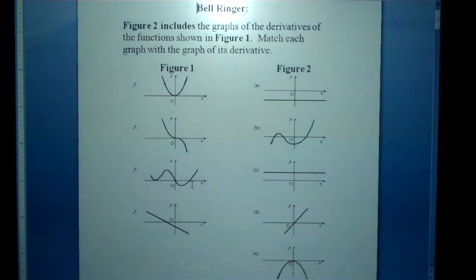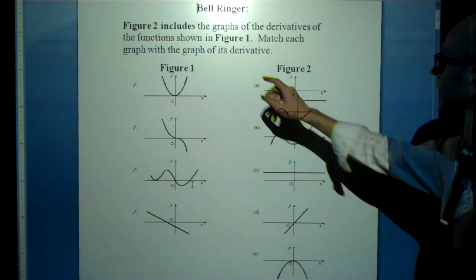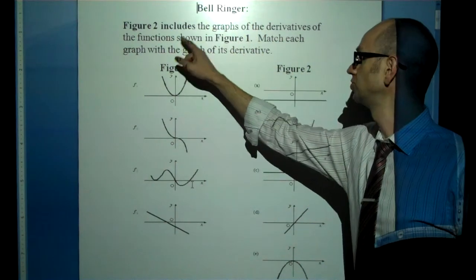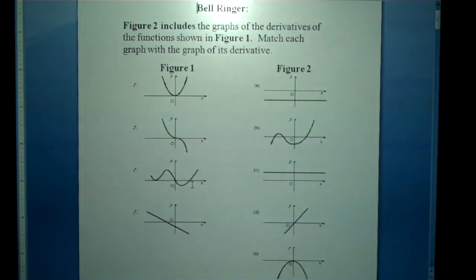All right, for today's bell ringer, I know it's a little bit difficult to see, but we need to start thinking about this stuff. How an original graph of a function is changed when we look at the graph of its derivative. So figure 2 includes the graphs of the derivatives of the functions shown in figure 1. Match each graph with the graph of its derivative.